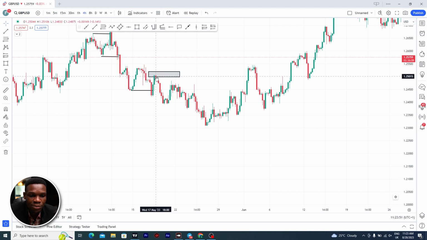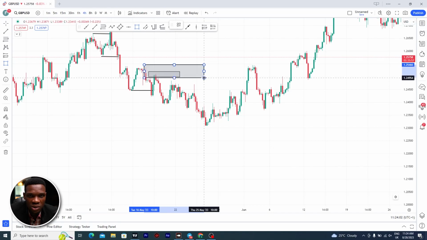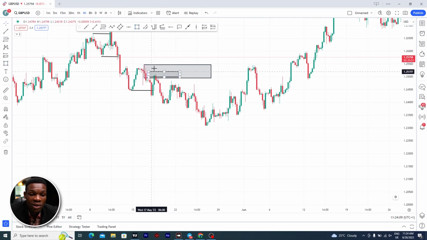If eventually price pushes up, then this is the supply zone here. Watch my previous videos to check how I draw my demand and supply zones. The supply zone also cuts across the Fibonacci level. So in the entirety of this zone, I'll be looking at the market for a reversal pattern.